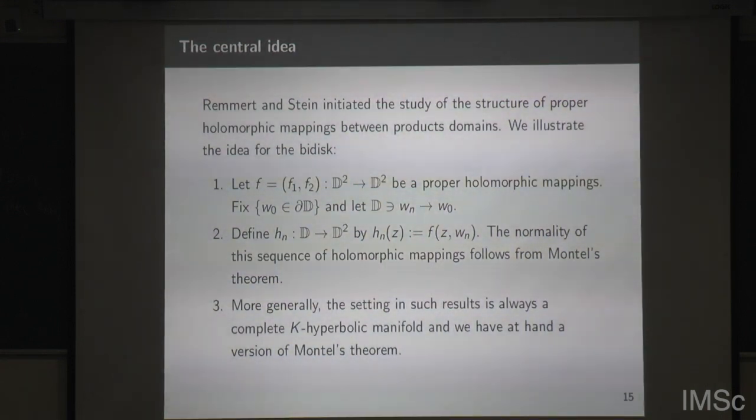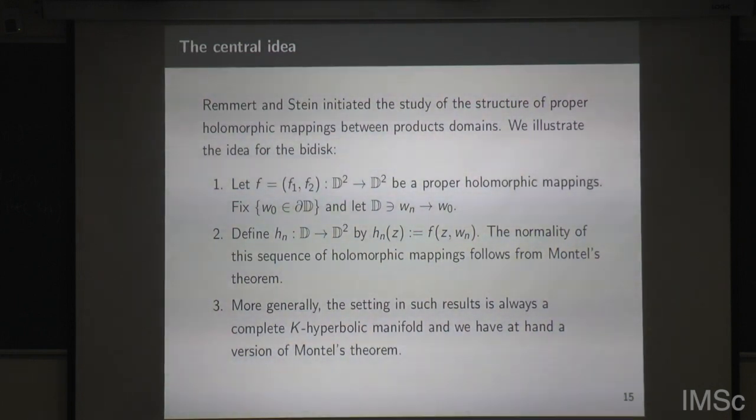Now let me briefly describe the central idea of the proof of the result in the previous slide as well as the proofs of the results of Edigarian, Zwonek and Chakrabarty, Gorai. All of them rely on a technique introduced by Remmert and Stein in the 60s. They were the first to systematically analyze proper holomorphic mappings between products. I will just illustrate the idea for the bidisk. Suppose you have a proper holomorphic self map of the bidisk (F1, F2). You fix a point on the boundary of the disk, the unit circle. Fix a point W0 on the unit circle and choose a sequence Wn from the unit disk converging to W0.